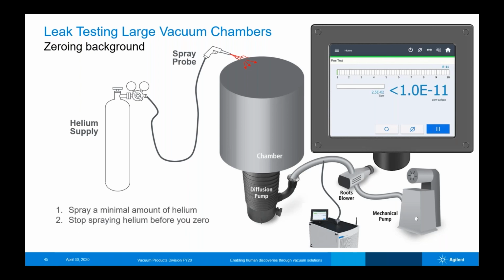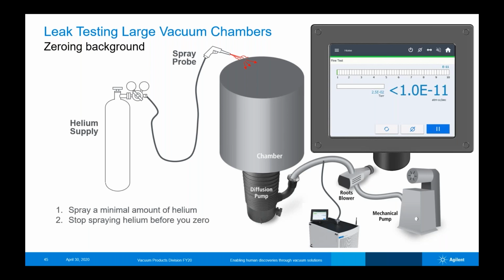So when we do that, we just want to make sure we're spraying a minimal amount of helium, and we always want to make sure that you don't hit the 0 button at the same time you're spraying helium. That can mean you might miss a leak. But as long as you follow those rules, being able to zero that signal and reestablish your baseline can save you a lot of time. You're not waiting for all that helium to be cleaned up and pumped away.